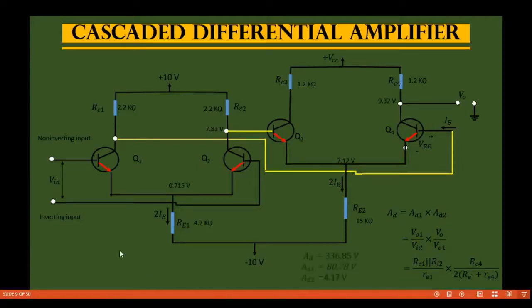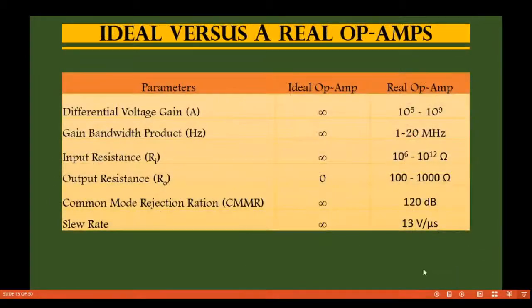Using these formulas, we observed that AD1, the differential voltage gain established by the first stage, is 80.788, and in the second stage the voltage gain is nearly 4.17.